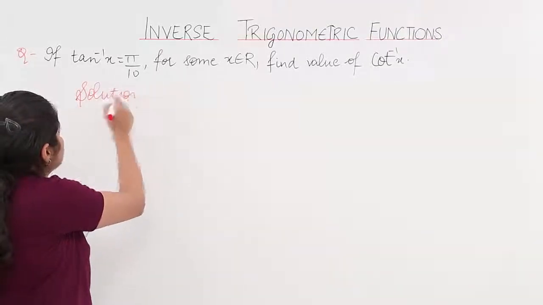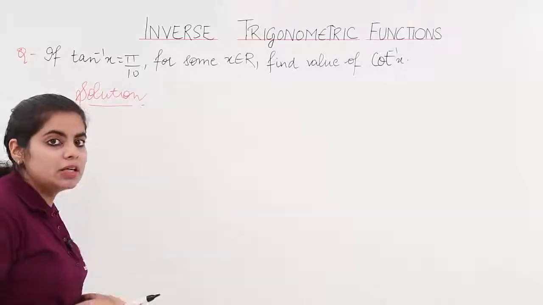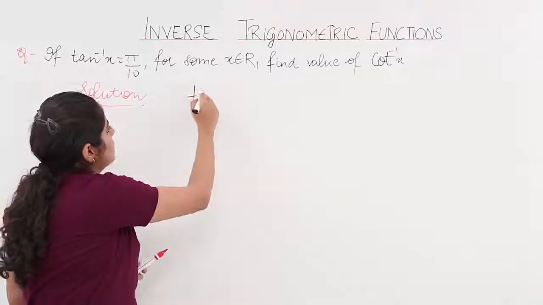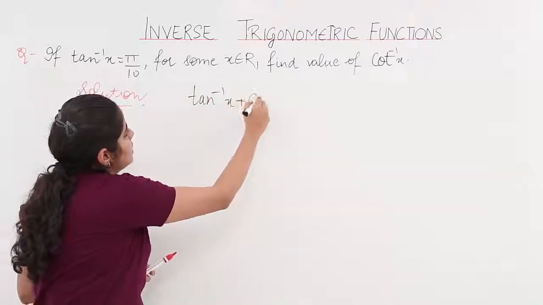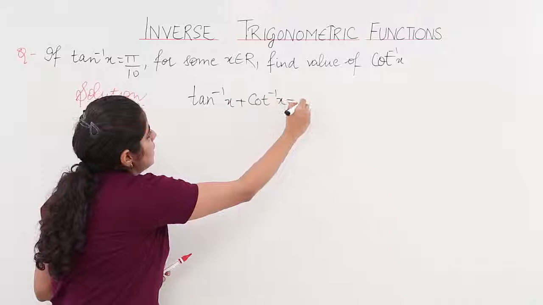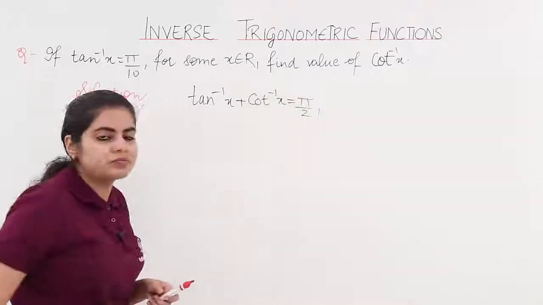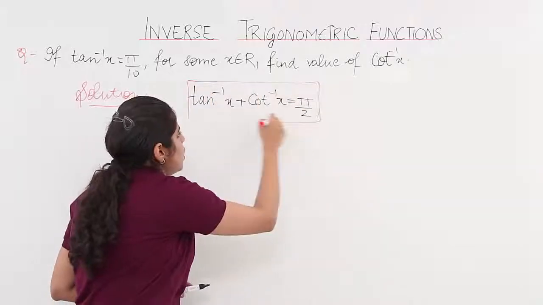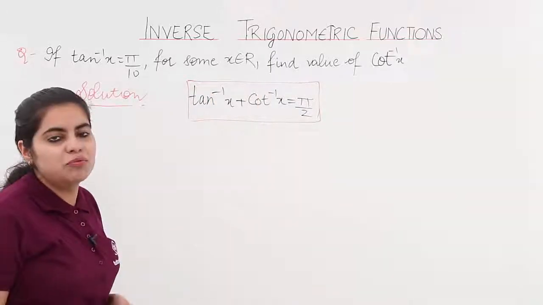Most of you might have already remembered the formula that we are going to use here. It is tan inverse x plus cot inverse x is equal to pi by 2. We have already studied this formula, and since it is a formula, I write it in a box. We are going to use the same formula.